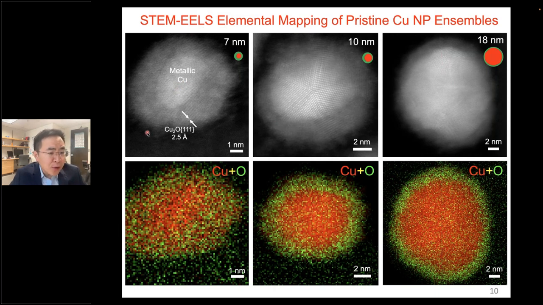I also want to point out that when the particle is less than 10 nanometers, the moment you immerse it in the electrolyte, before the reaction even starts, these particles are so reactive that they become completely cuprous oxide. It tells you that copper, when the particle is very small, becomes very reactive, and that would have a dramatic impact on the later dynamic evolution behavior of this family of nanoparticles.